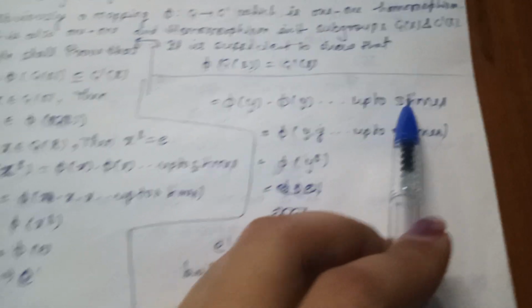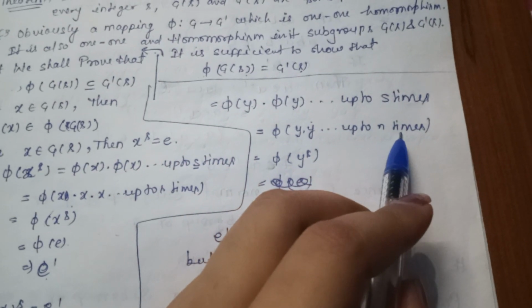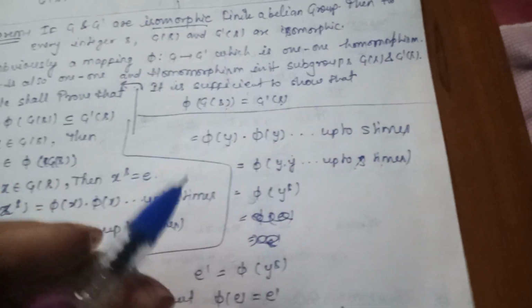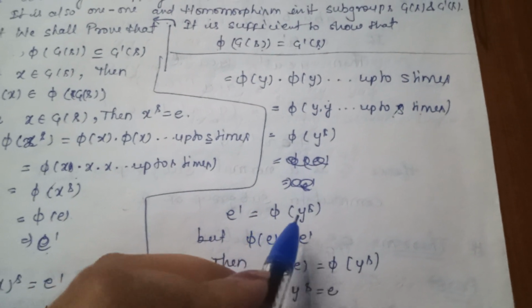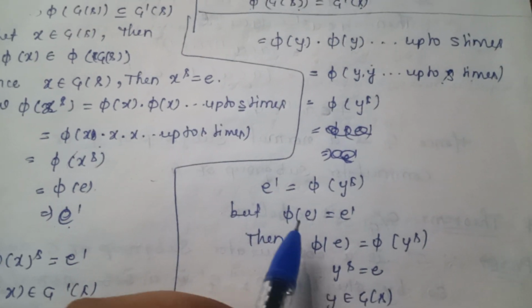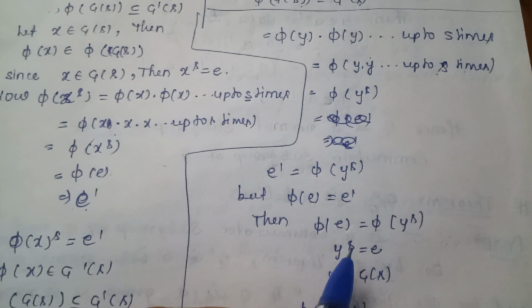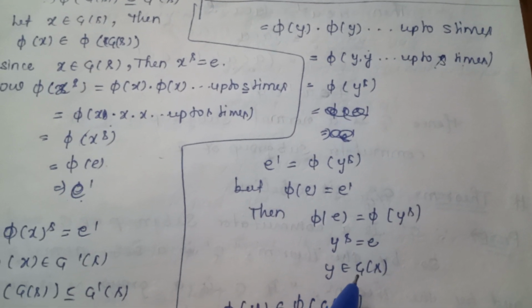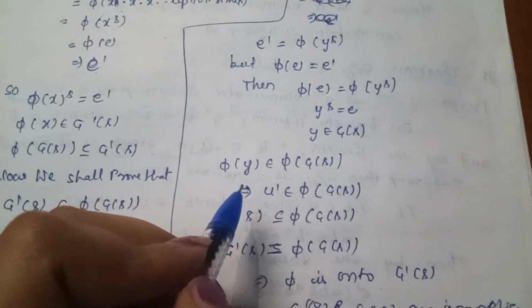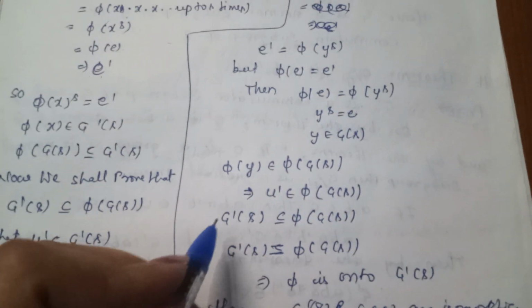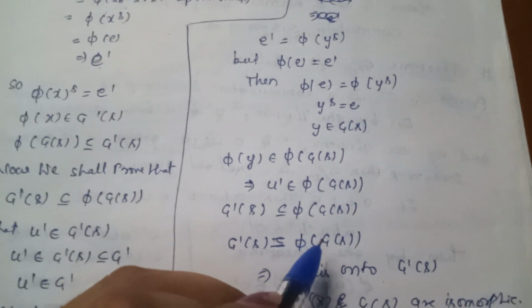Phi(y) up to s times. Similarly, as we did here for x, we will do here for y. So phi(y) dot phi(y) up to s times. Now phi(y) to the power s, e dash is equal to phi(y to the power s). But phi(e) is equal to e dash, then phi(e) is equal to phi(y to the power s), then y to the power s is equal to e. So y belongs to G_s. Here phi(y) belongs to phi(G_s). Here u dash belongs to phi(G_s). G dash_s is a subset of phi(G_s). So G dash_s is equal to phi(G_s).